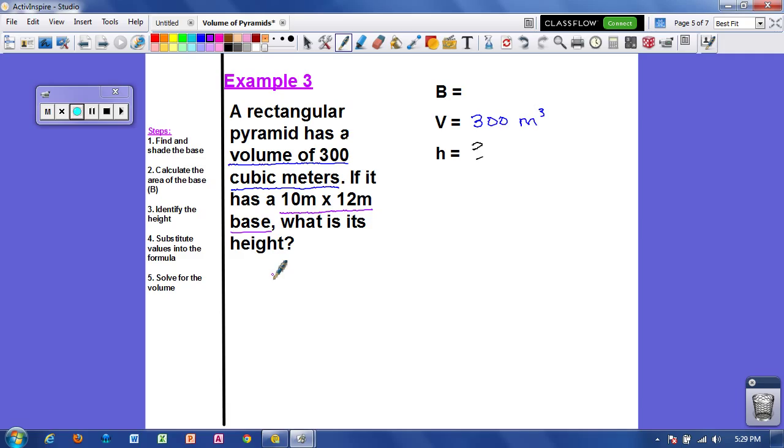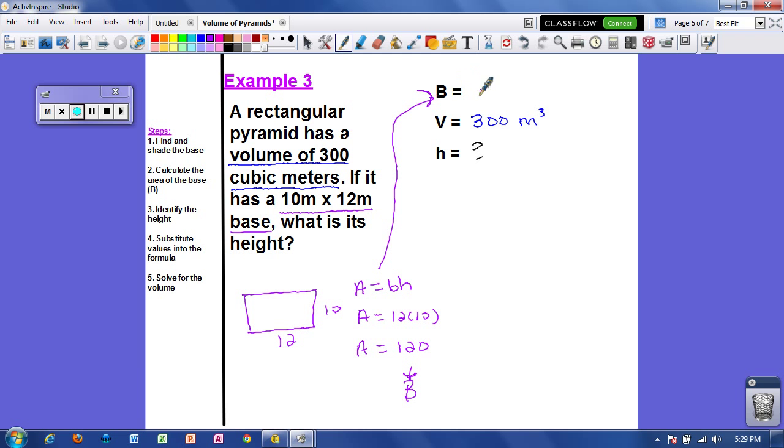So I want to calculate the area of my base. So if this was my base, it would measure 10 by 12. So I would just want to multiply 12 times 10 because area equals base times height. And then we know that 12 times 10 equals 120. So that is going to be our big B, 120 meters squared, since that's the area of the base. And then we just want to find the height.